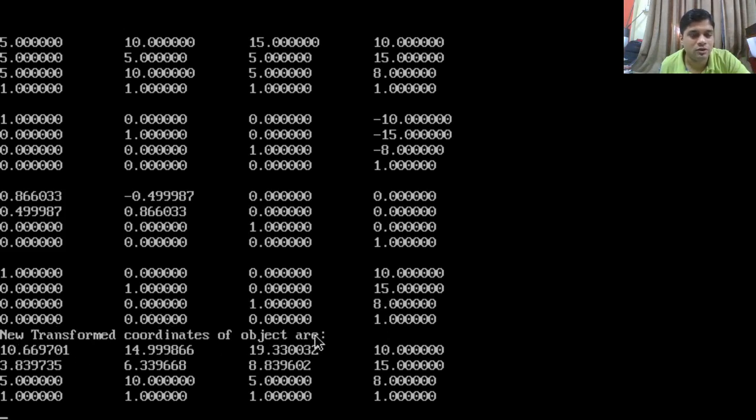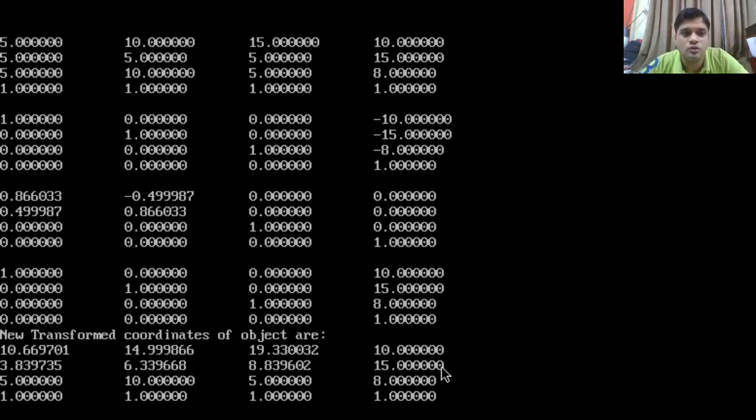And when this all gets multiplied, I get the answer. This 10.669, 8.8351, 14.99, 6.3310, 19.33, 8.8351, and 10.15.81. As you can see, since the rotation was carried out about the z axis by keeping point S fixed, the coordinates of point S are unchanged. And these answers exactly match the manual answers which we have just calculated.